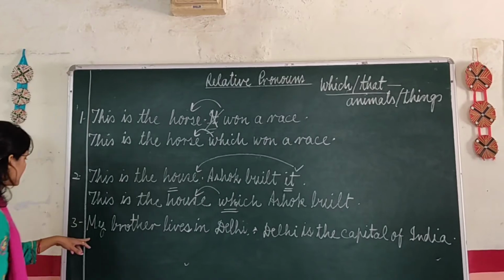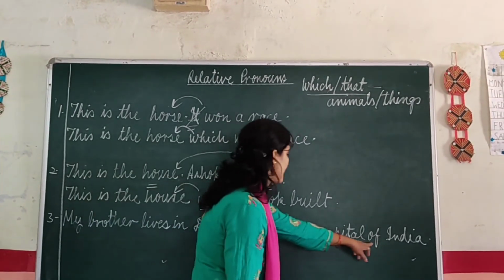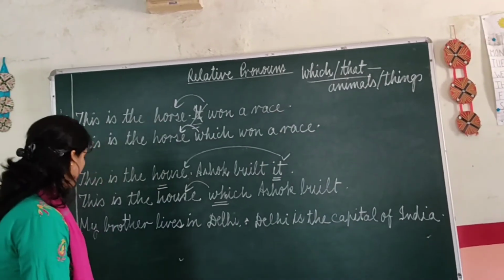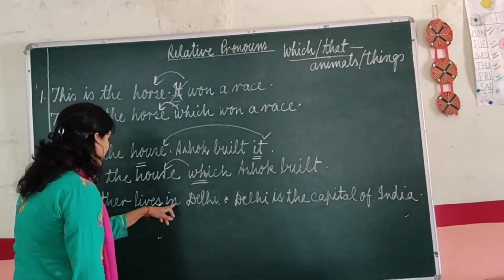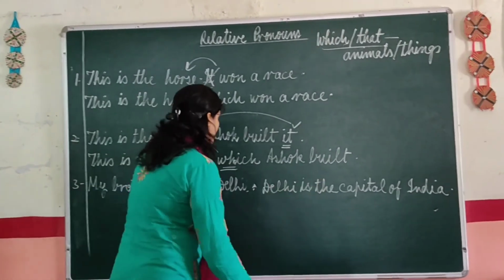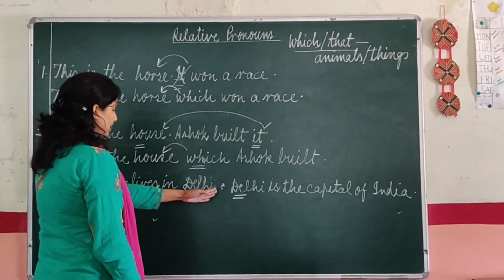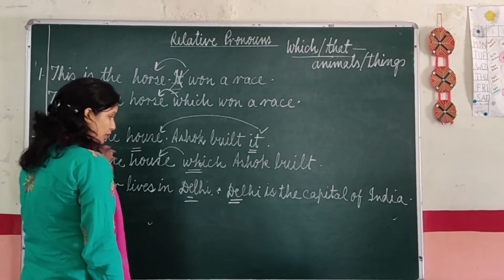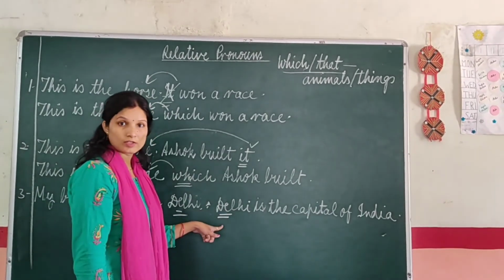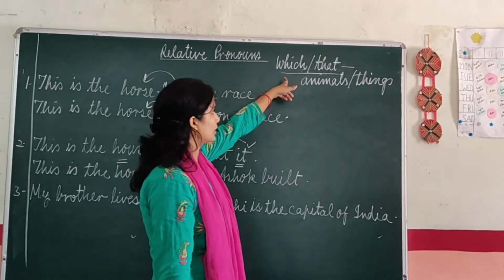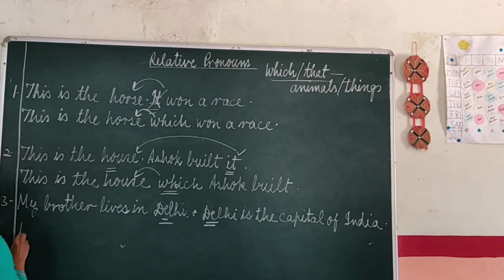Clear? Now next, my brother lives in Delhi. Delhi is the capital of India. Now you tell me, which one is repeated? It is clearly seen, my brother lives in Delhi. Delhi is the capital of India. It is Delhi. This is repeated. So we have to remove one. In the first sentence, we cannot do it. We have to remove it in the second sentence, and we have to remove that word. In place of that, we have to use which or that, whatever. Okay? My brother lives in Delhi, so we will write the same.